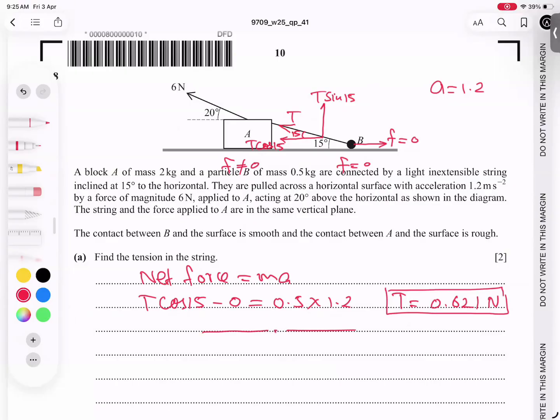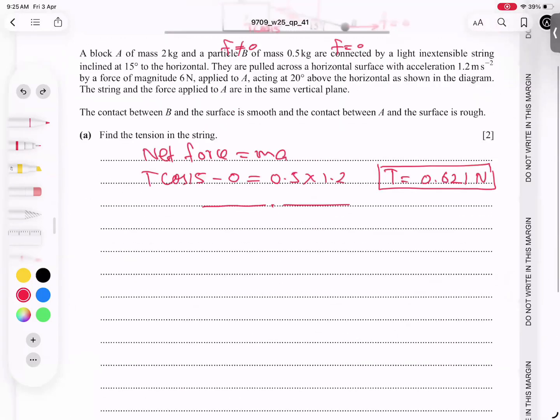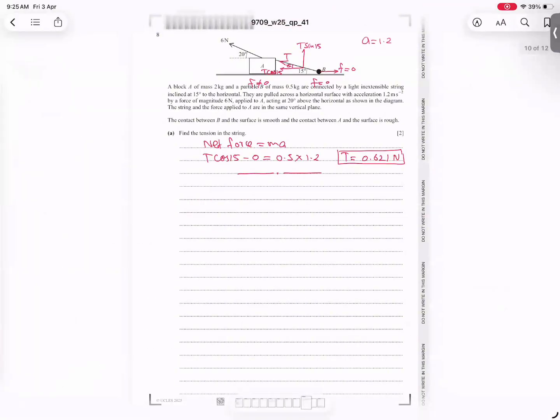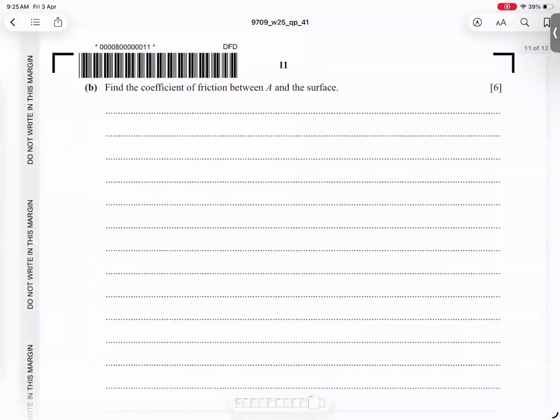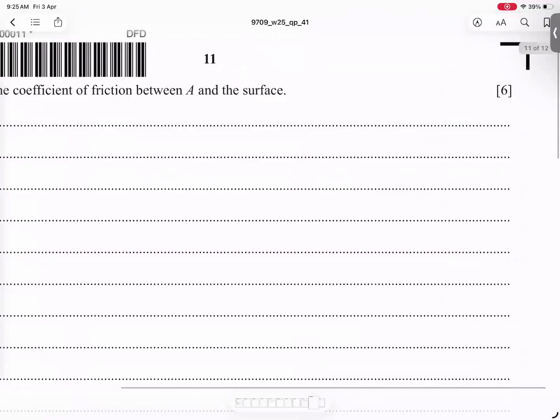Further, what is he asking? Let me check below. Maybe on the next page we have it. Yes: find the coefficient of friction between A and the surface, for 6 marks. So coefficient of friction means we are looking for mu.